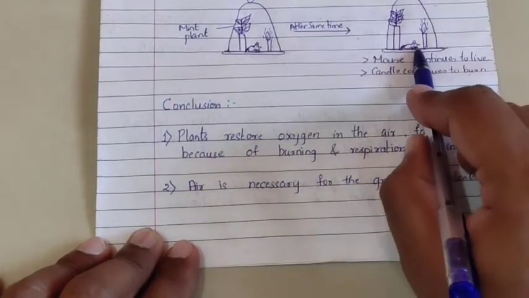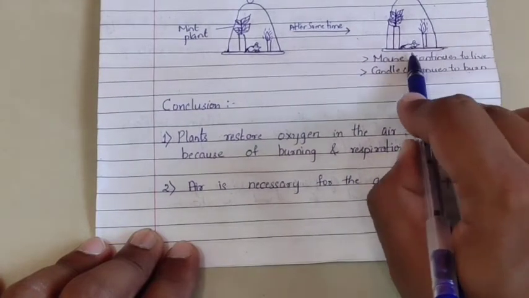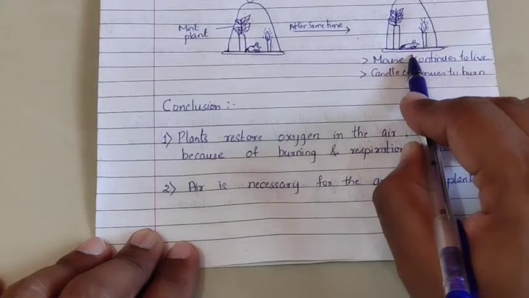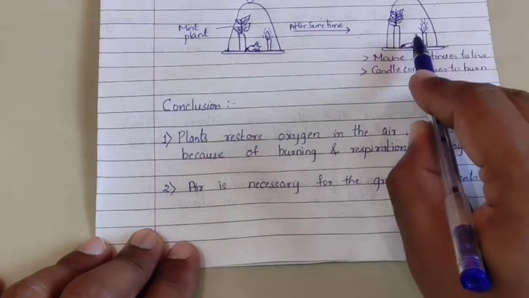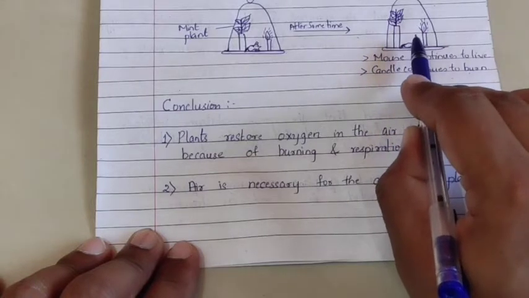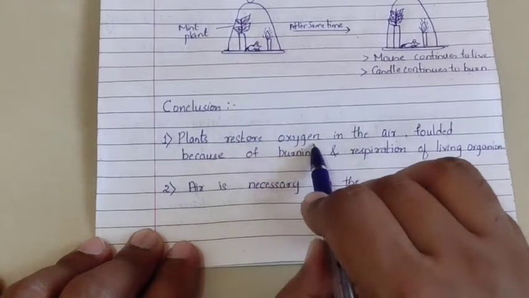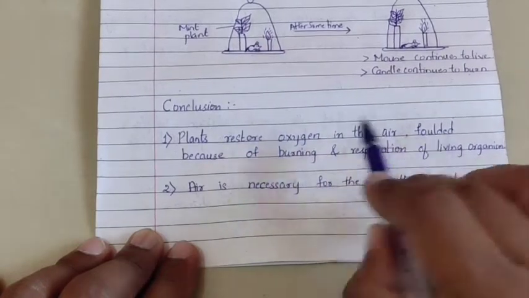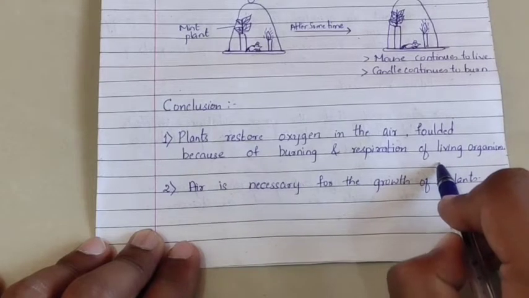Right? We know that oxygen is consumed by the burning of a candle as well as the respiration of living organisms. So that oxygen, which was completely utilized, was restored by the plants. The plants restore oxygen in the air which was fouled because of the burning and respiration of living organisms.